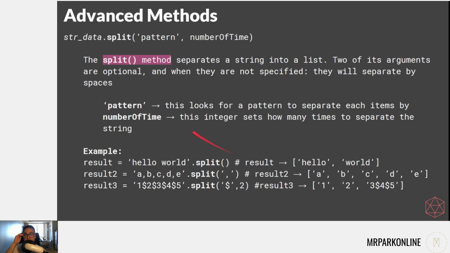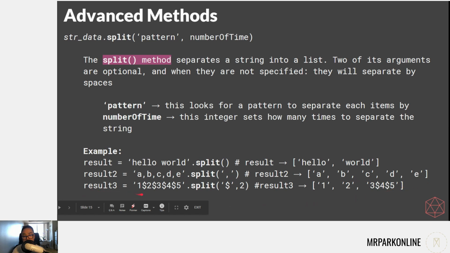The last method we're going to learn today is the split method, and it's going to look for a pattern, and we're going to learn how to split a number of times there. In this result here, I have Hello World, and I'm going to split it. It's going to split it by spaces because we didn't specify the pattern. Both of these are optional. For result 2, I have A, comma, B, comma, C, comma, D, comma, E, where there are no spaces, but I want to split it with this pattern of commas, and it's going to put that into a list for us of A, B, C, D, E, all as separate characters.